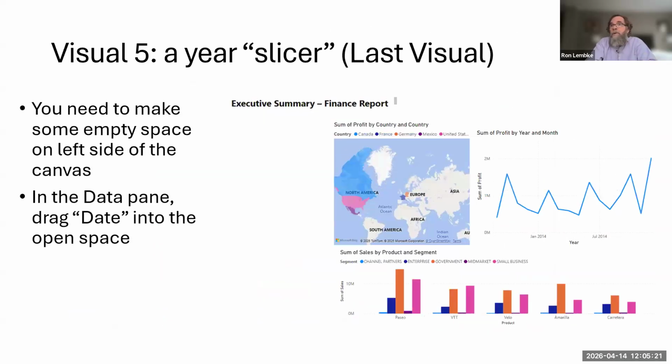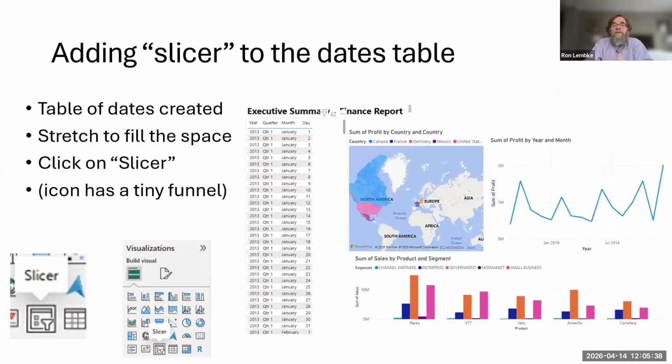So then the last thing we're going to add here is this slicer. We're going to need some empty space over on the left side, so you have to resize the visualizations you've made so far. And then on the data pane, take date and just drag it into that open space. So we'll have something like that.